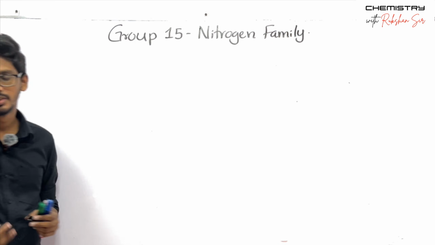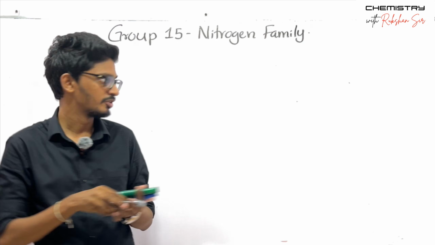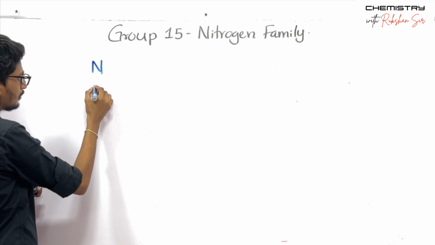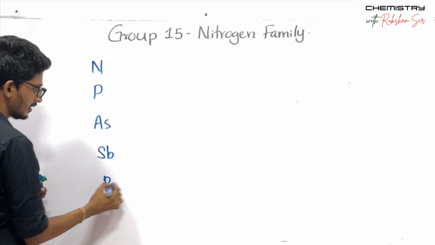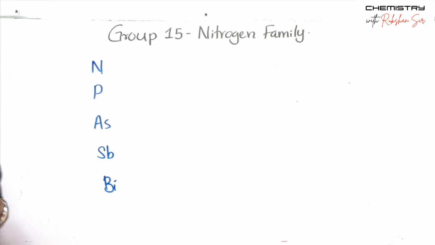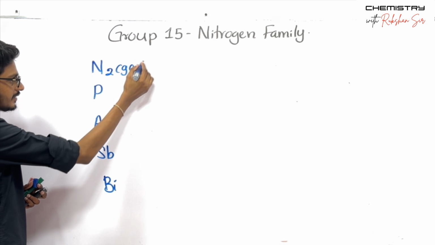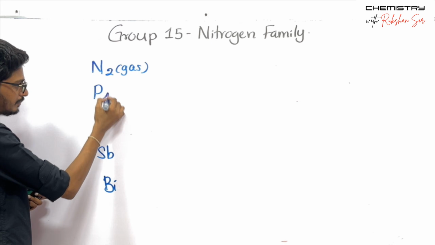First, let's get some idea about the elements appearing in group 15. At group 15, we come across nitrogen, phosphorus, arsenic, antimony and bismuth. Nitrogen will be there as N2 gas in the environment at room conditions. Phosphorus will be there as a P4 solid.